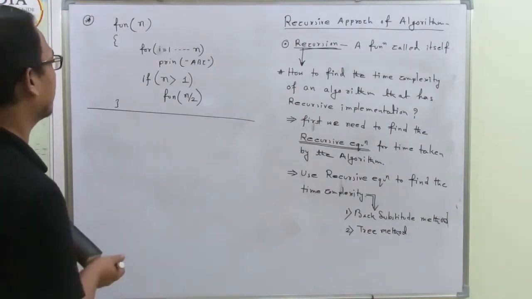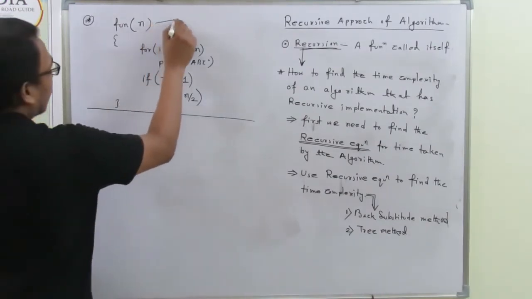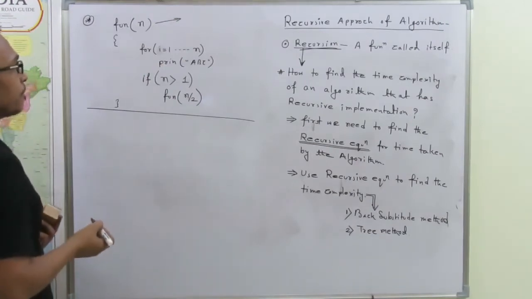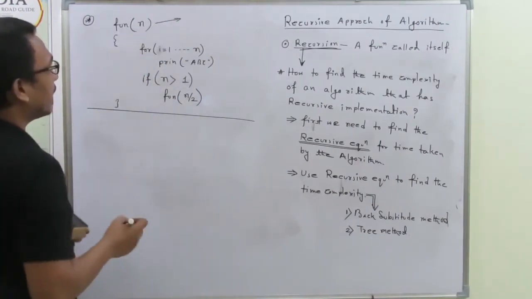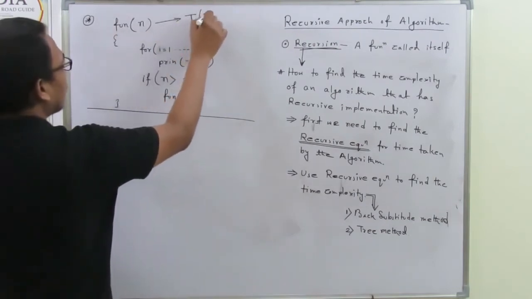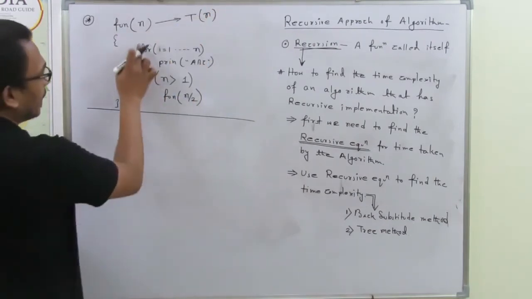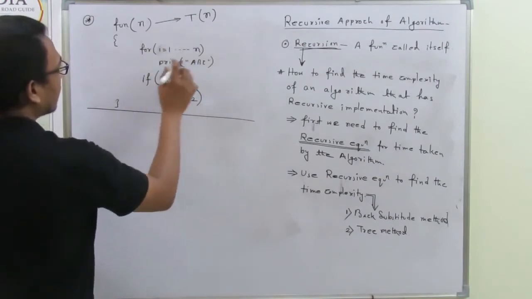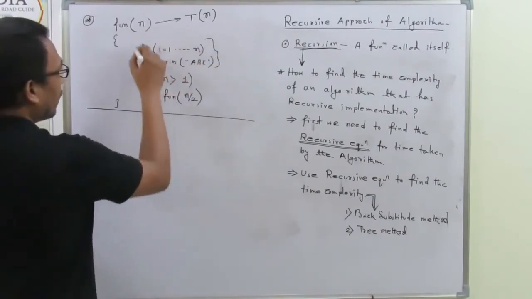Now again, first thing first, the time function is t, and here the number of input is n. So what will be the total time taken by this function is t of n. Now here is the main scenario. How long will it take?